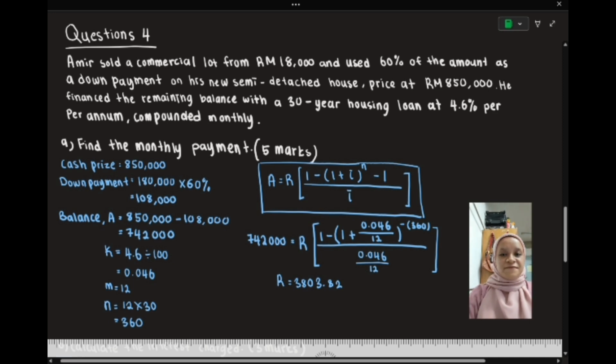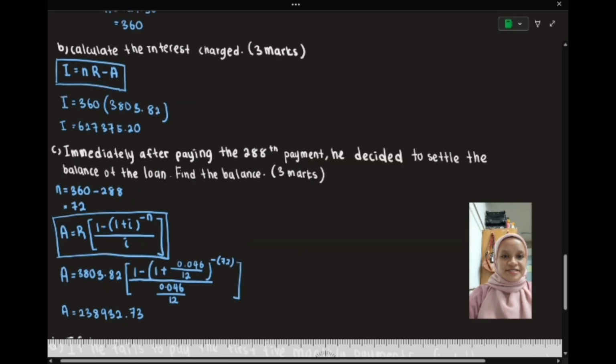The information that has been given, we must fill it in the formula. Then we use the calculator. Then we find R equals 3803.32. B, calculate the interest charges. We know the formula for the interest, which is I equals NR minus A. I equals 360 times 3803.32. Then we get 62737.20.